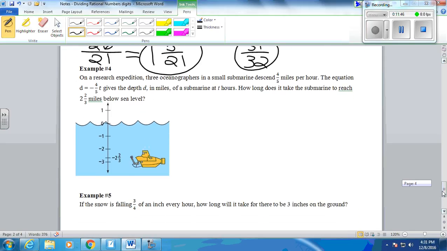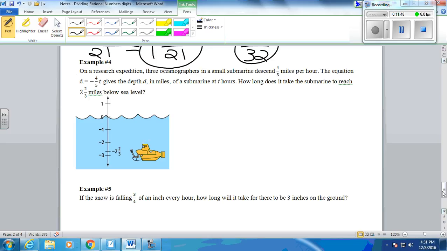Question number 4 says that on a research expedition, 3 oceanographers in a small submarine descend 4/5 miles per hour. The equation d equals -4/5 t gives the depth d in miles of a submarine at t hours. So how long does it take the submarine to reach 2 2/3 miles below the sea level?